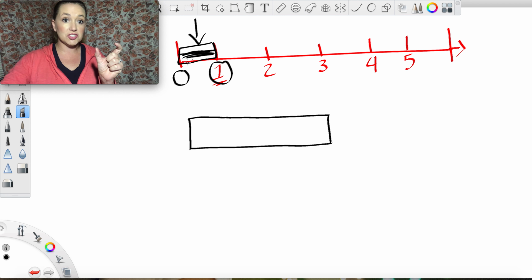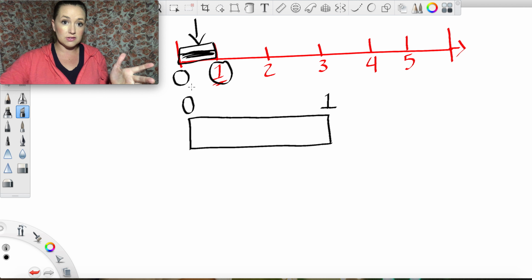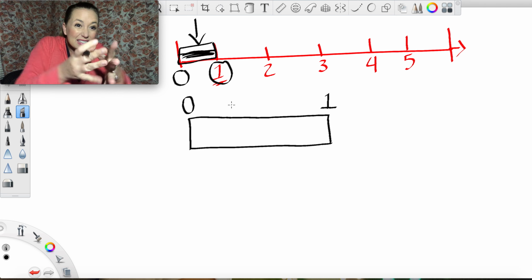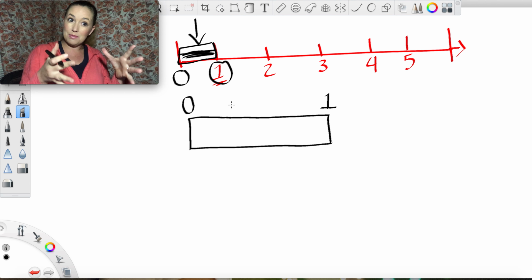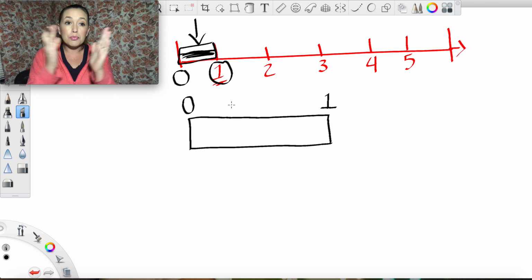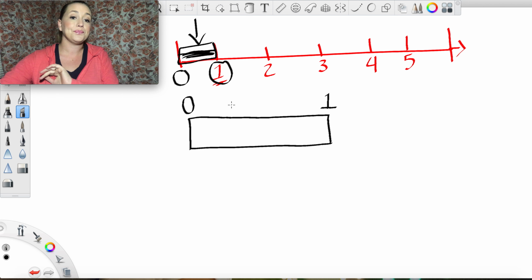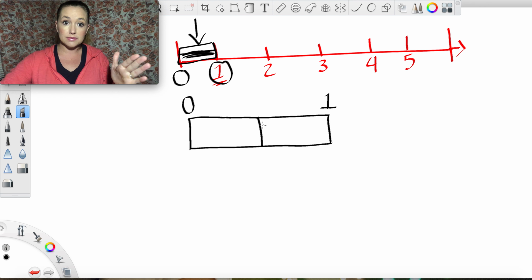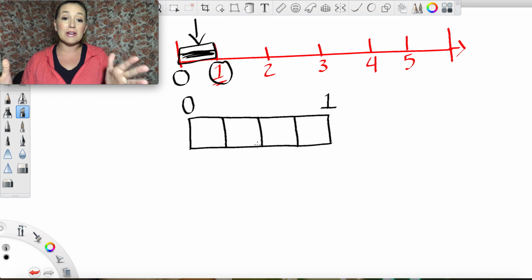Okay, so we know just on our number line, this right here is 0. This right here is 1. Okay, that makes sense. Here's 0, here's 1. And we're just taking that little piece and we're making it bigger so we can see what's going on in between. So a fraction is saying, hey, that whole, we've broken into smaller pieces. So I've broken this whole into halves. And now I've broken it into quarters. And those are my fractional pieces.